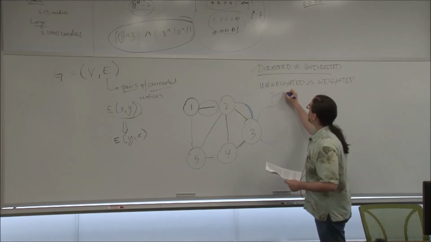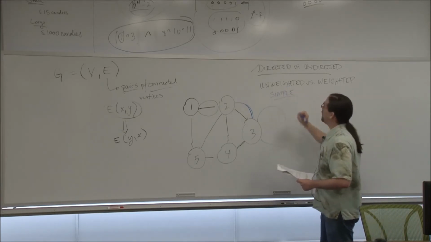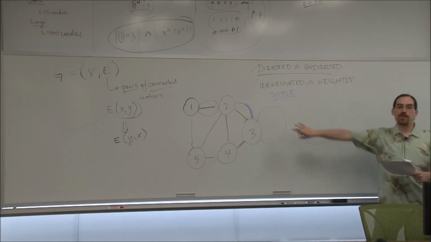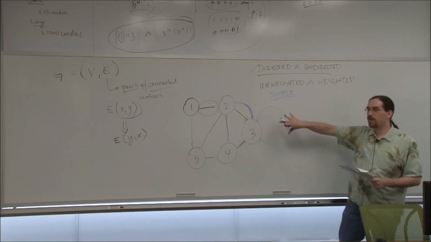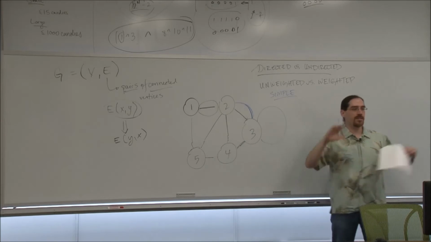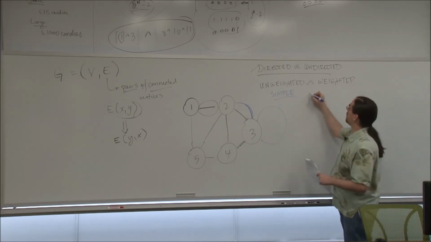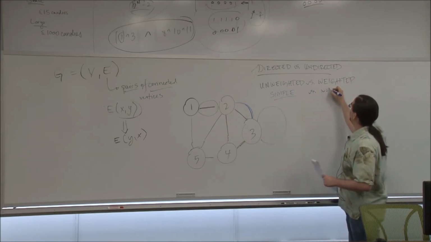So a simple graph is one that doesn't have any of those. You don't have to worry about self-loops. You don't have to worry about multi-edges because they're not there. And that's simple versus non-simple.